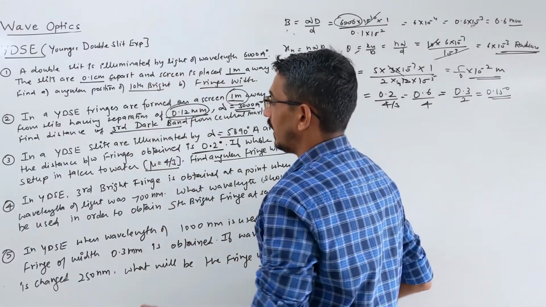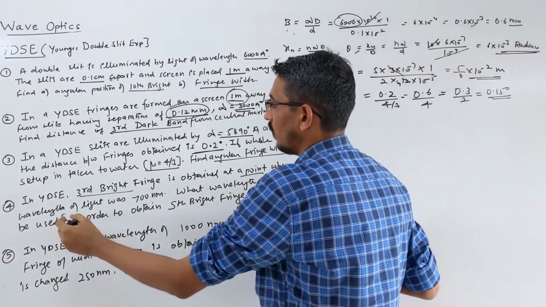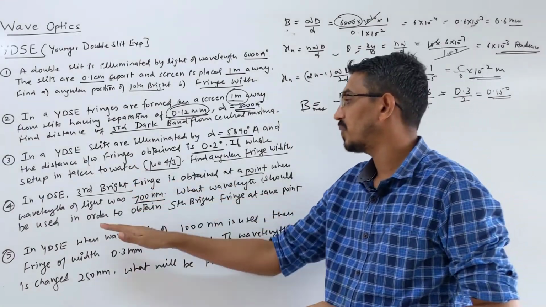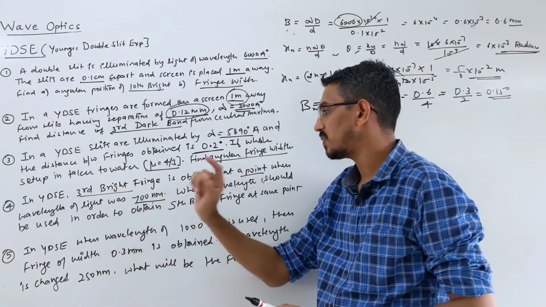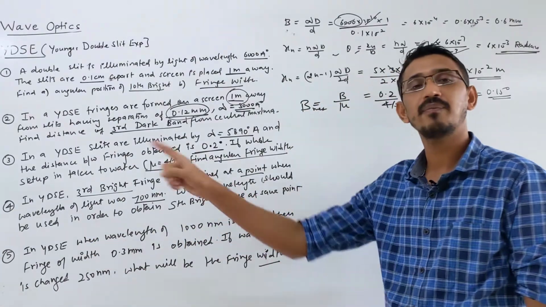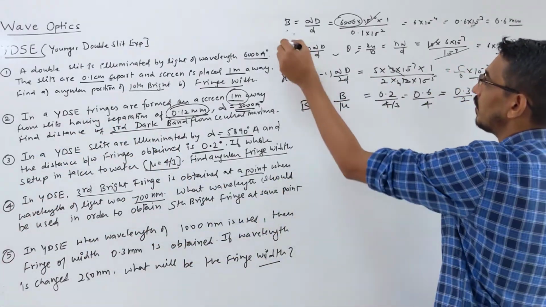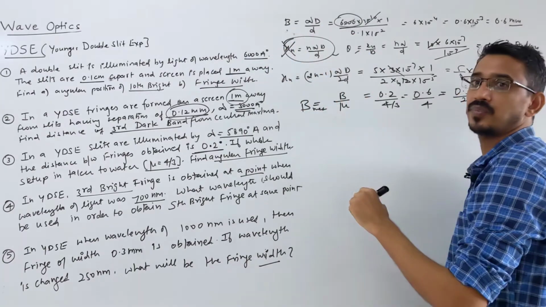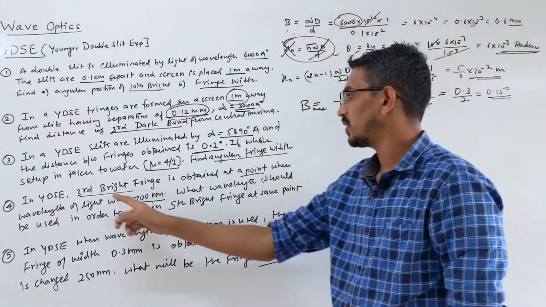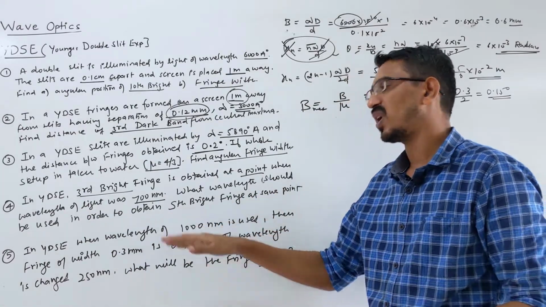They said in a YDSE, the third bright fringe is obtained at a point when the wavelength of light was 700 nanometer. What wavelength should be used in order to obtain the fifth bright fringe at the same point? The distance you are keeping the same, correct? So if you have not understood, look at this formula. This distance they are keeping the same, this is also not changing, only n and lambda are changing. When the wavelength is this much, the number of fringes we see at that point is 3. We want to see 5 fringes. What should be the wavelength used?